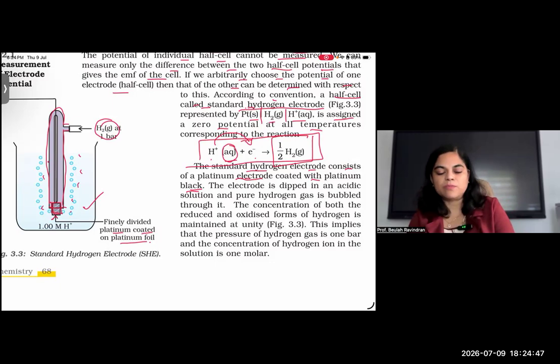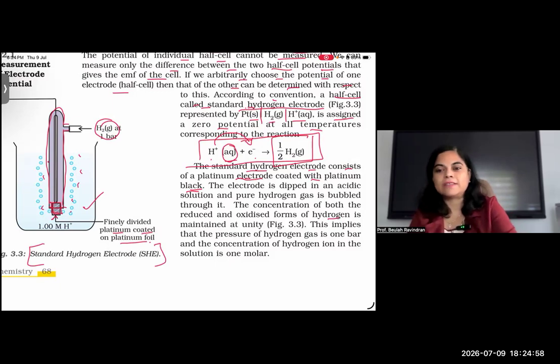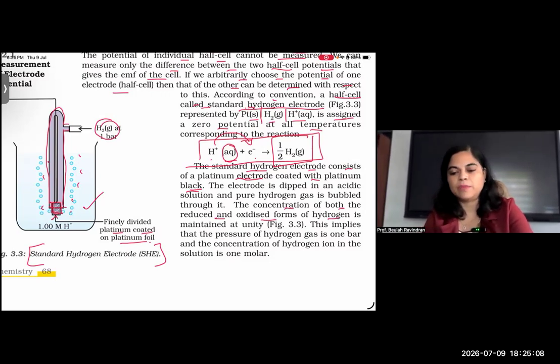The concentration of both the reduced and oxidized forms of hydrogen is maintained at unity. This is also known as the SHE, the standard hydrogen electrode. Hydrogen can be reduced and oxidized, so both happen and it is equivalent to unity.